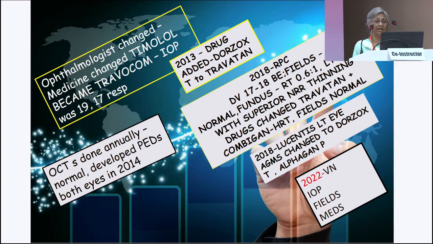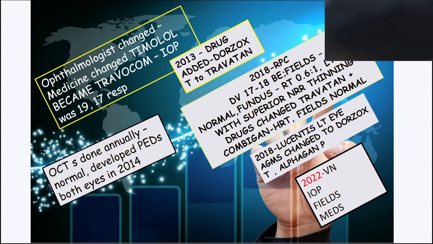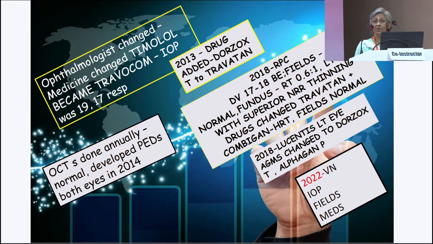So now comes the VR surgeon into the picture. In 2018, in RPC, his vision, the DV was 17 to 18. Fields were absolutely normal. Fundus at 0.6, but now look at the optic disc. Now, mind you, this has been seen in RPC. Optic cup changed from 0.6 to 0.8, documented. And he had superior neuroretinal rim thinning. Now, because of the PEDs and because the guy had to be given Lucentis injection, the drugs had to be changed.